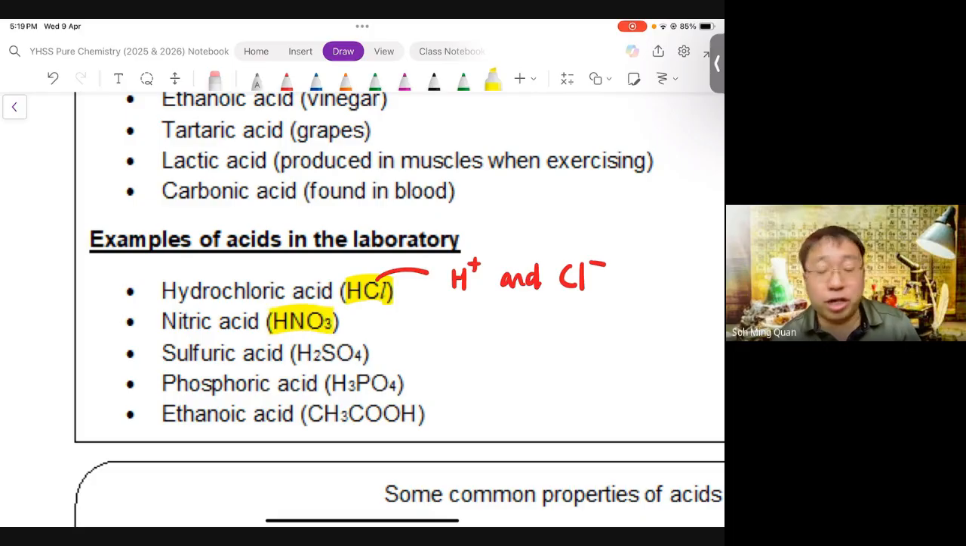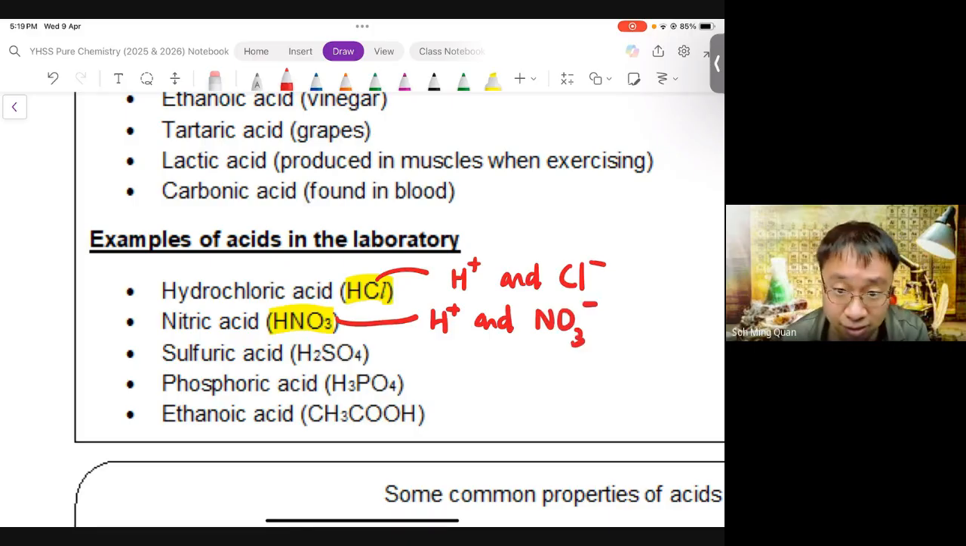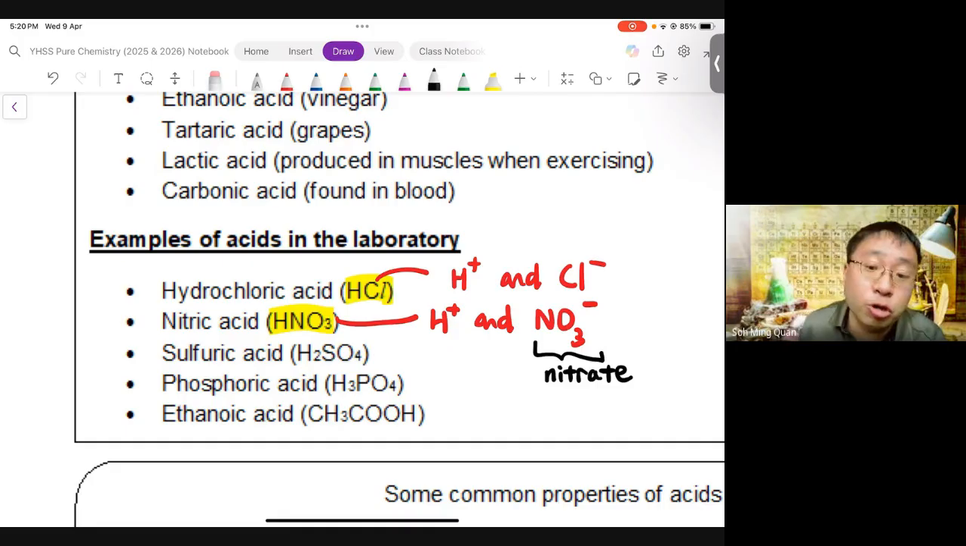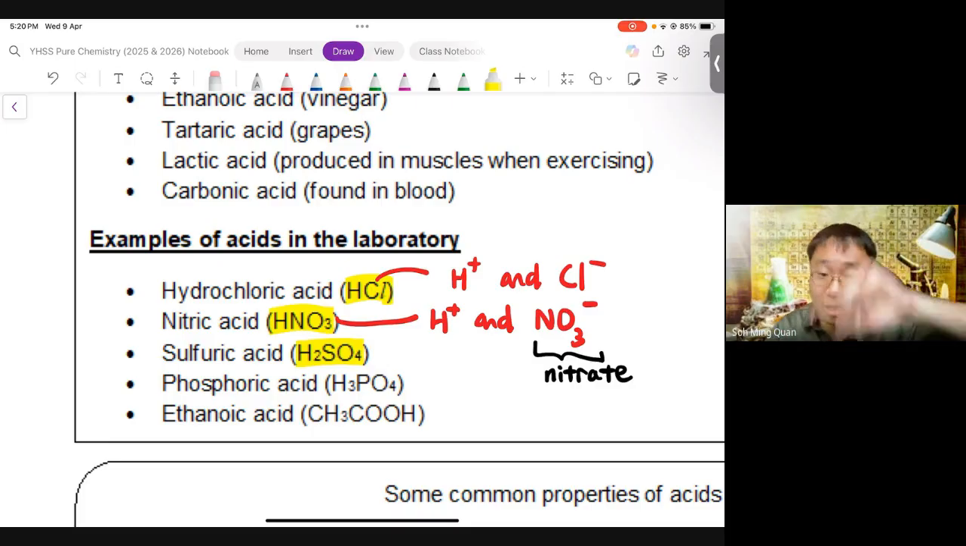Similarly, nitric acid will form H+ and NO3- when it dissociates and ionizes in water. This is the reason why the salt form is called a nitrate. When you use nitric acid, the salt is a nitrate, because it forms the nitrate ion. I'm sure you can continue. You can imagine H2SO4 will form H+ and the sulfate ion. Later on, we will write equations to show this, and so on and so forth.